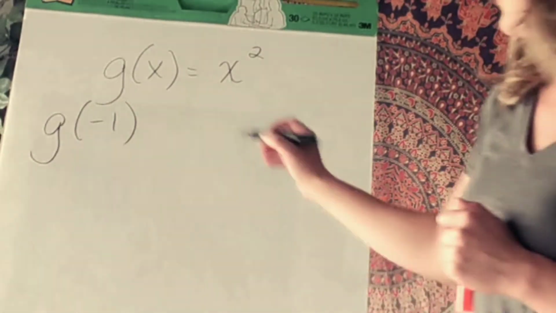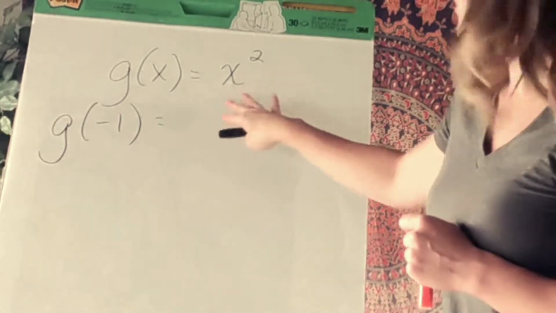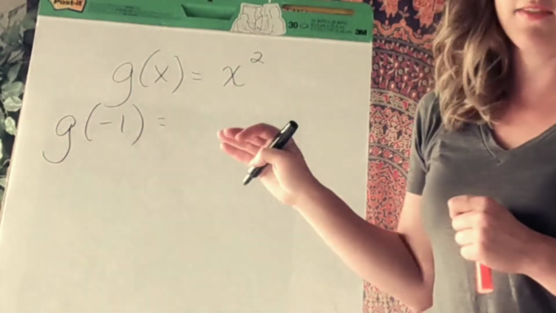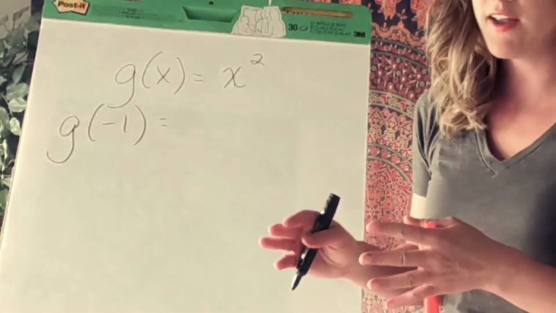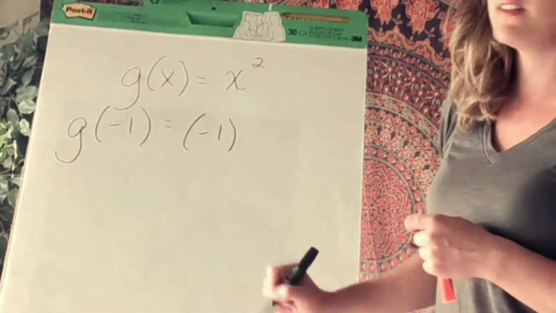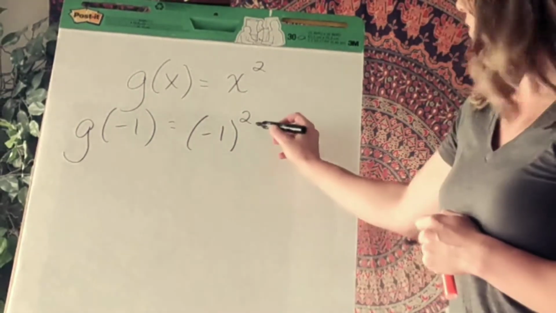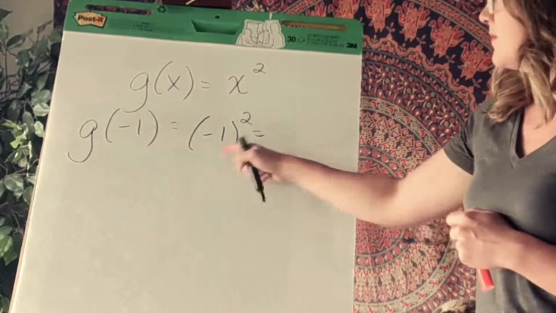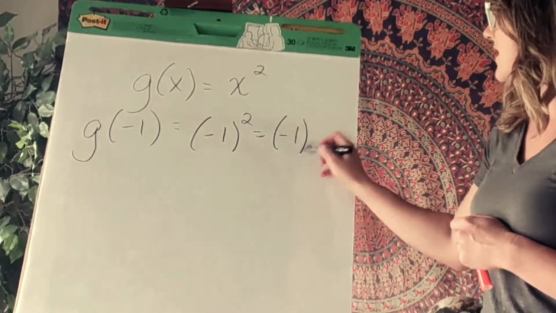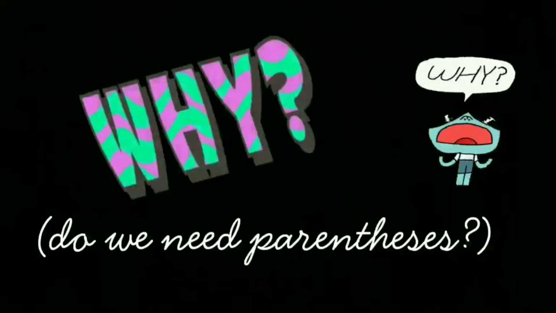Okay, now this is a great example where we need to be very careful that we are replacing x with negative 1 and not just 1. So make sure that your negative goes into parentheses so that we know that x is actually a negative. Now anything squared means we're taking that number times itself. So this is negative 1 times negative 1. Negative times a negative is a positive. Why?